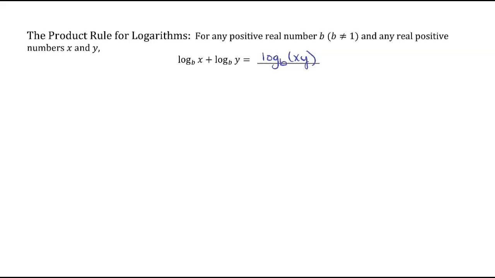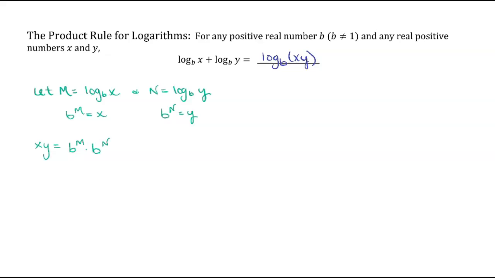This follows directly from properties of exponents. If we let capital M equal log base b of x, and capital N equal log base b of y, then in exponential form, we have that b to the m is equal to x, and b to the n is equal to y. If we take the product of x and y, then we have the product of b to the m and b to the n.